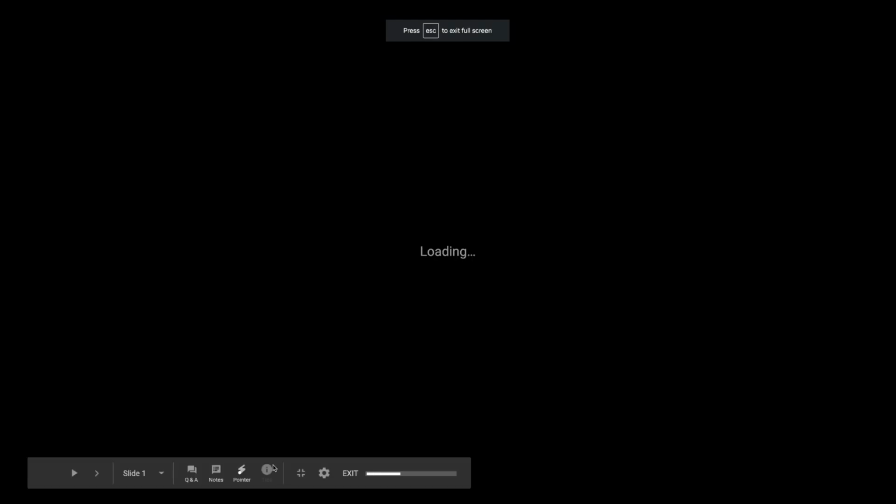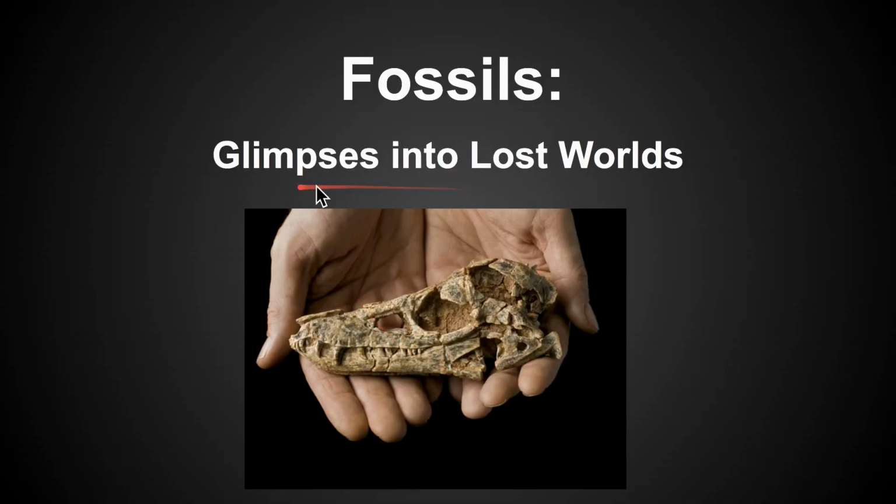So fossils, give this the title. It's loading here: Glimpses into Lost Worlds. And the reason why is that the world when these animals were living, it's lost now. Our planet is very different than when these animals were alive. So these worlds that these animals were living in are completely lost to us right now. That's why I say that. And these fossils only give us a small glimpse into it.